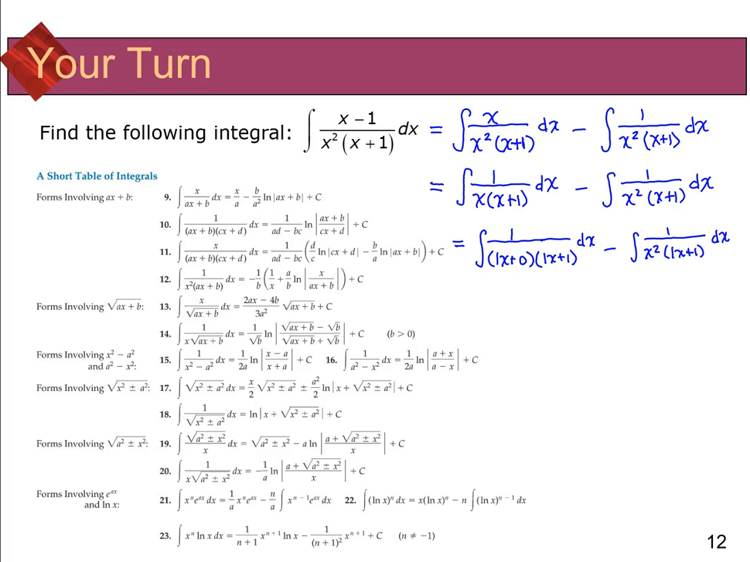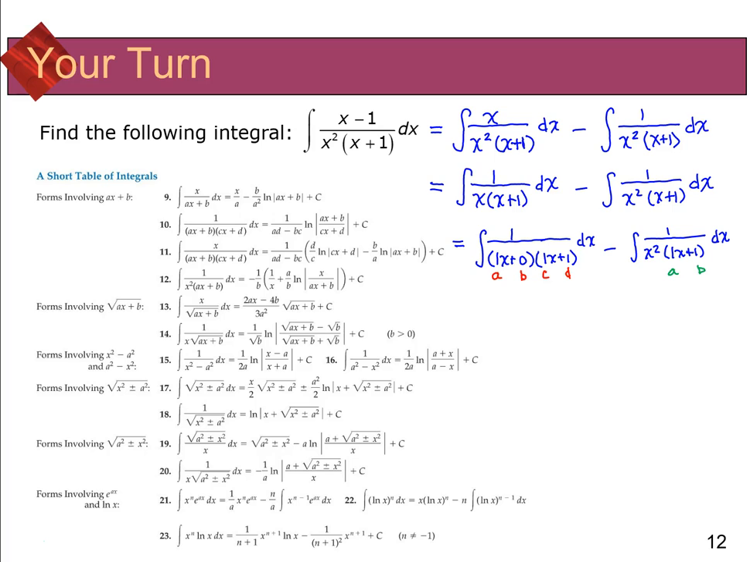The first integral, I can think of x as being the quantity 1x plus 0, where 1 is a constant and 0 is a constant. I can think of the quantity x plus 1 as 1x plus 1. And the second quantity, the x plus 1 in parentheses, I can still think of as a 1x plus 1. The reason why I'm writing them this way is because if I write the first one this way and the second one that way, I can see where these a, b, c, d values are coming from.